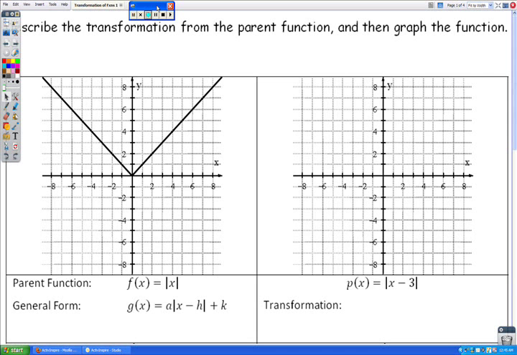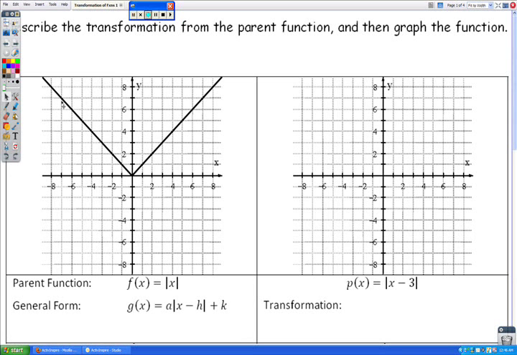Good morning. Today's objective is to describe the transformation of a function from the parent function. And secondarily, we want to graph the transformation of that function. Today we're going to look at two functions, absolute value and quadratics. We're going to do that just to introduce the topic. Once the topic's been introduced, we'll look later to generalize to any particular function.